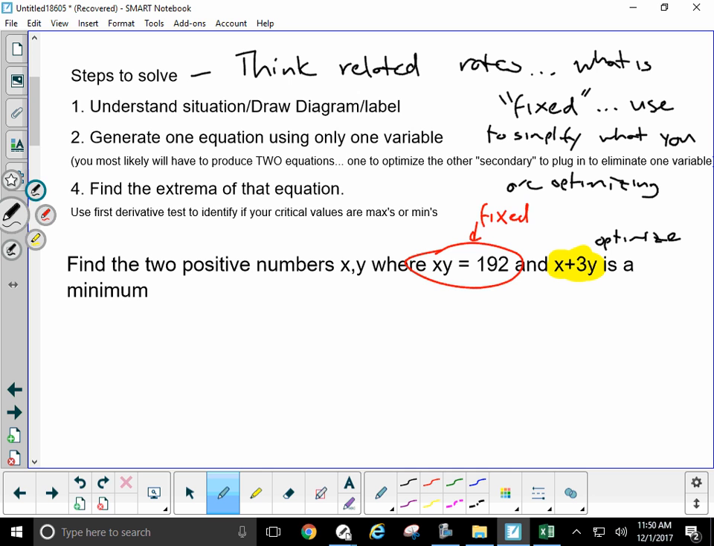So again, how am I going to find the max or min of this? I'm going to eventually take the derivative of this and set it equal to 0. But since I have two different variables, I don't want to take the derivative just yet. I want to simplify it so that I just have one variable and I can just take the derivative with respect to that one variable and then set that equal to 0. So what do I use? I'm going to use this fixed relationship. I'm going to solve for a variable.